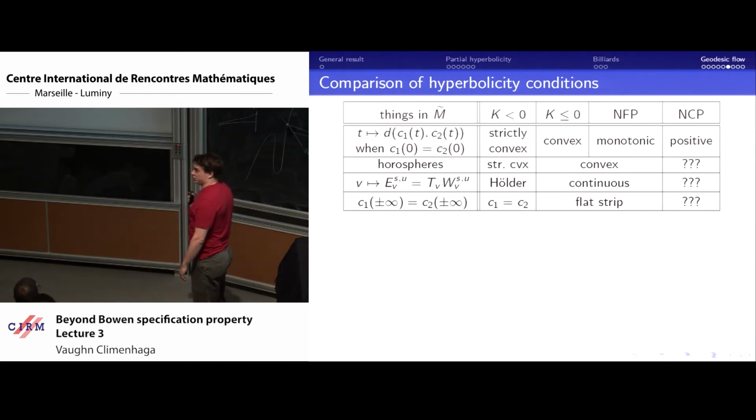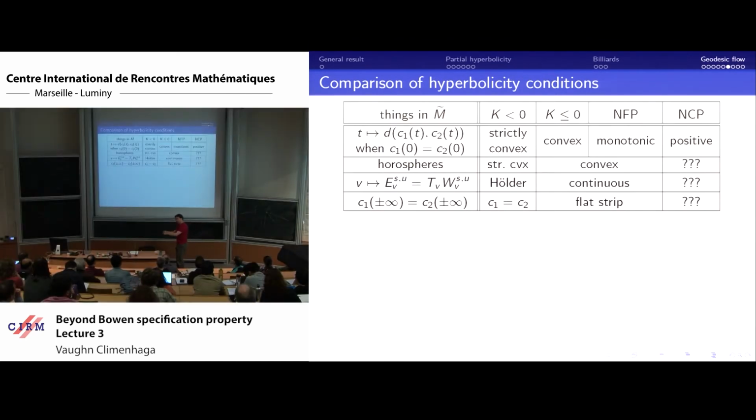And then in no conjugate points, you know that this distance is positive. So the points start like this, they wander off, maybe they come back together, but they don't meet. But they could get arbitrarily close. And then they wander off again. Okay, so you don't have too much.